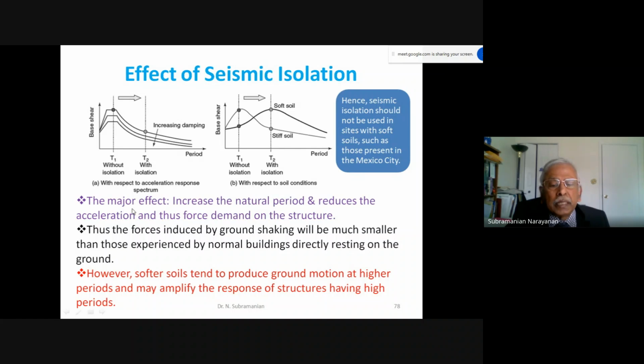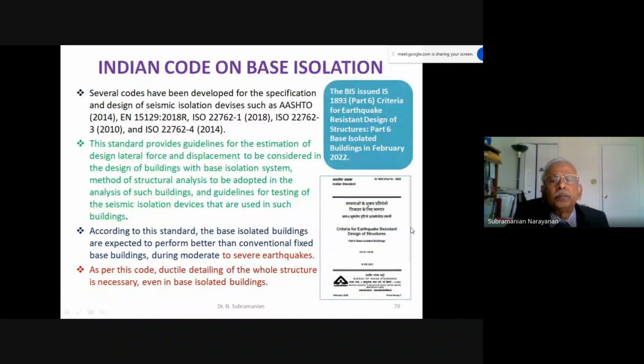The major effect is an increase in natural period, which reduces the acceleration and thus the force demand on the structure. So the forces induced by ground shaking will be much smaller than those experienced by normal buildings directly resting on the ground. As I told you in the soil survey, soft soil tends to produce ground motions at higher periods and may amplify the response of structures having higher periods.